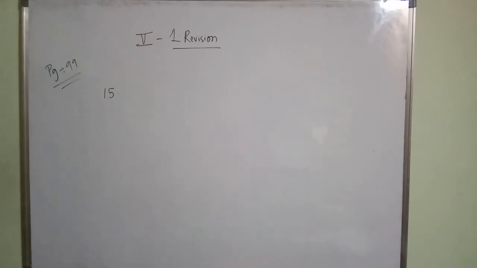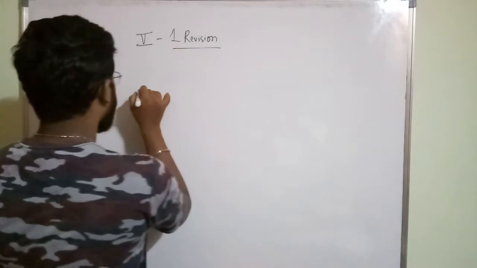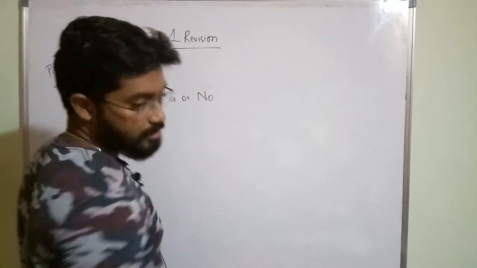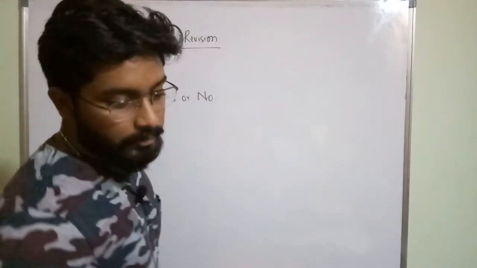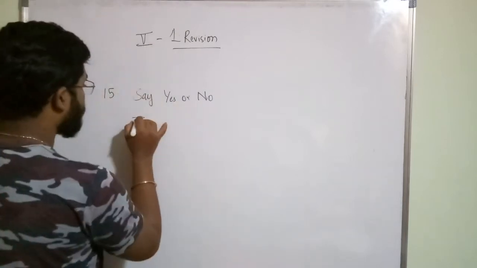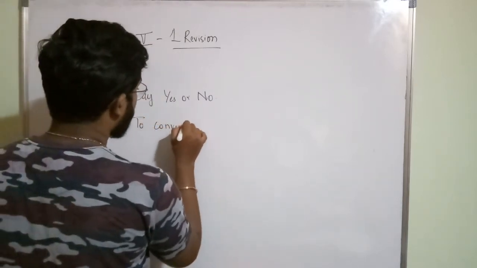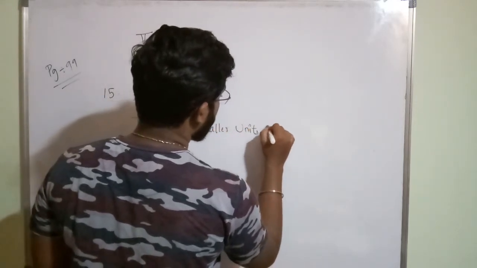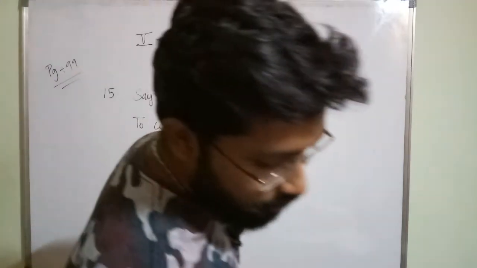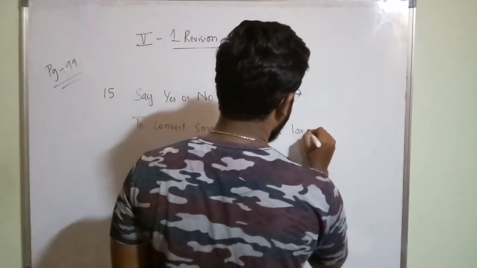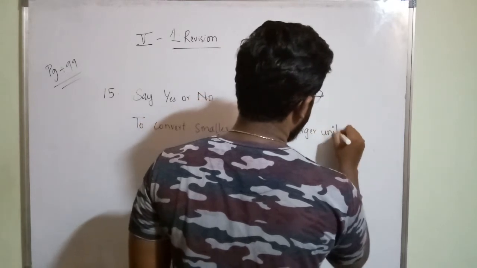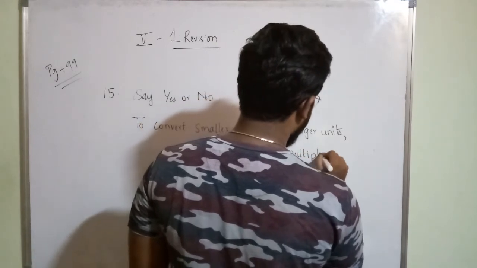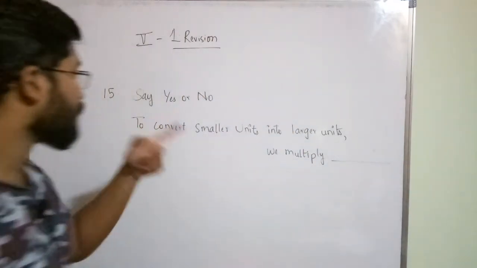So 15th question is what? Say yes or no. To convert smaller units into larger units, we multiply. This is the statement. You have to write whether it is yes or no.